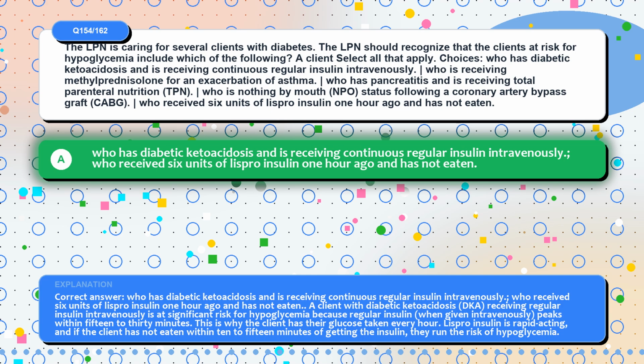A client with diabetic ketoacidosis, DKA, receiving regular insulin intravenously is at significant risk for hypoglycemia because regular insulin, when given intravenously, peaks within 15 to 30 minutes. This is why the client has their glucose taken every hour. Lispro insulin is rapid-acting, and if the client has not eaten within 10 to 15 minutes of getting the insulin, they run the risk of hypoglycemia.